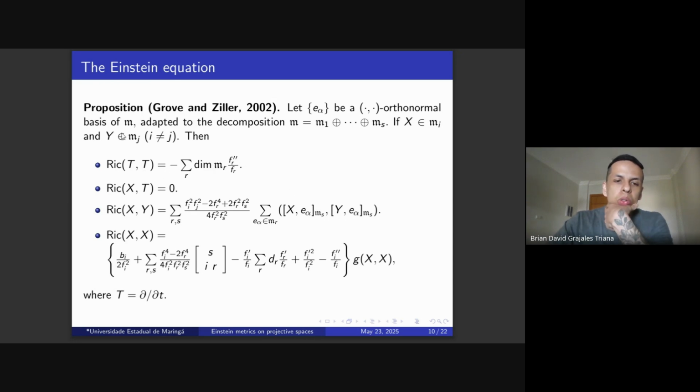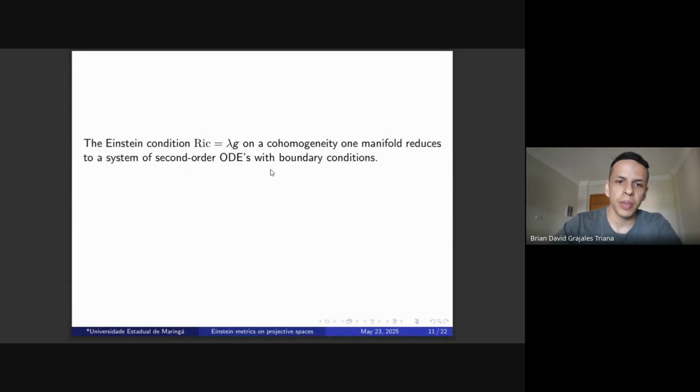So here we are going to keep these formulas, and later we are going to see how we can write the Einstein equation for a cohomogeneity one action on a complex projective space.